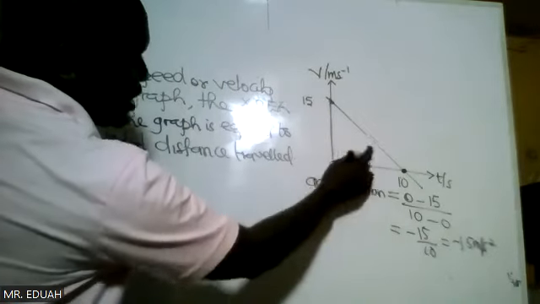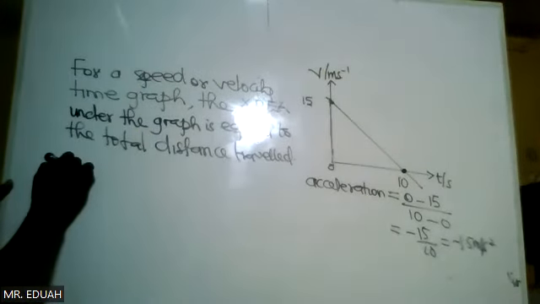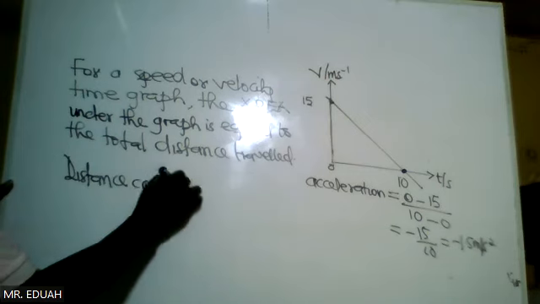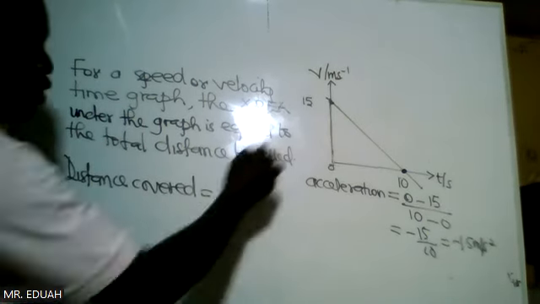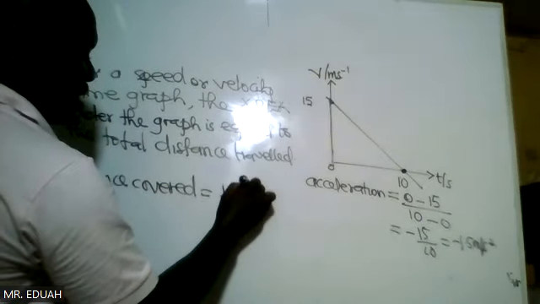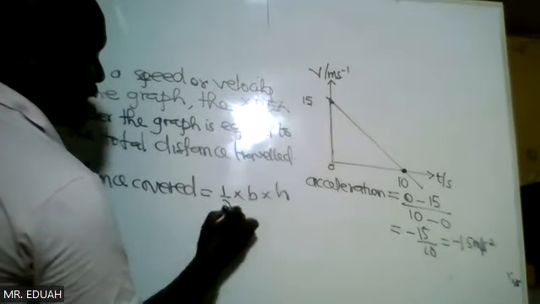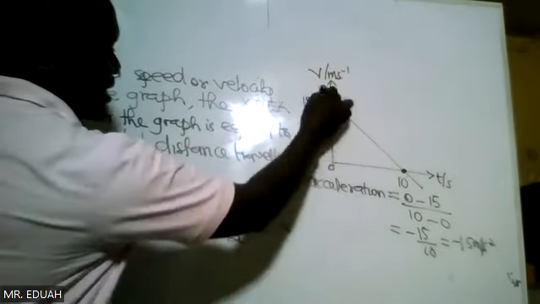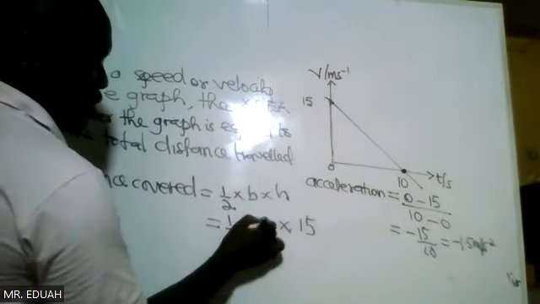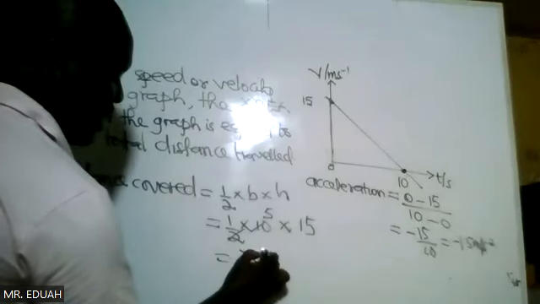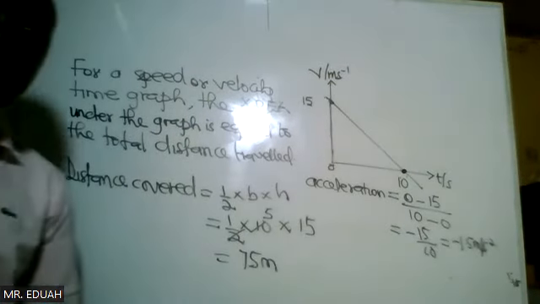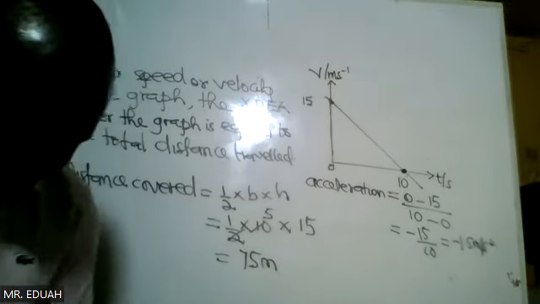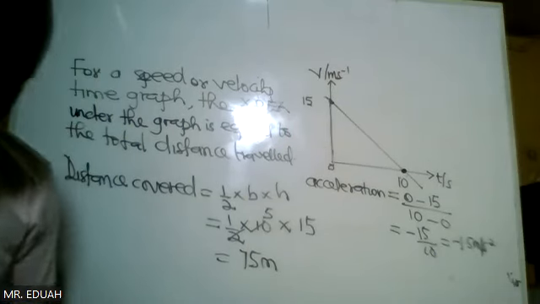So let's calculate this area under the graph, which is equal to the distance traveled or covered. The area is a triangle. So the area of a triangle is half base times height. What is the base? The base is 10. The height is 15. So we have 75 meters to be the total distance traveled. So option C is correct.